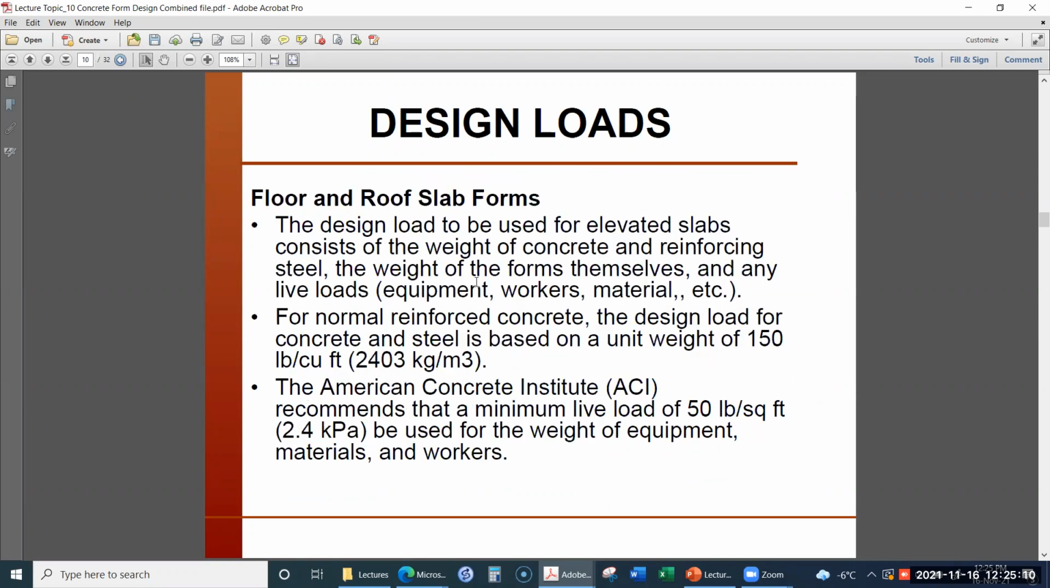Okay, so this was about the pressure calculation in the wall or column forms. So now we can consider the situation for the floor and roof slab forms.